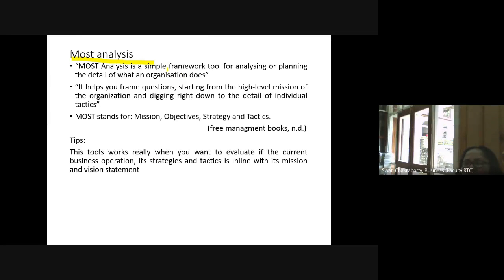The next that we have is MOST analysis. MOST is a framework for analyzing or planning the detail of what an organization does. It helps us in framing questions, starting from the high-level mission of the organization and then coming down to the detail of individual tactics. M for mission, O for objectives, S for strategy, T for tactics. So this tool works well when you want to evaluate if the current business operations, strategies, and tactics are in line with the mission and the vision statement.